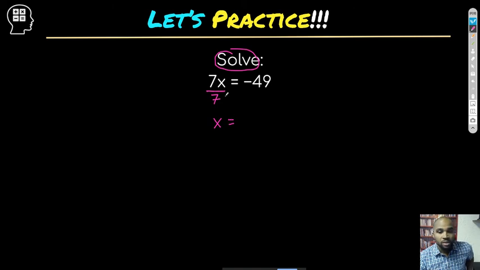So 7 divided by 7 is 1x. I don't need to draw the 1 there. But I need to do the same thing over here. Divided by 7. So I had to do that because it says equals. In order to keep it equal, I need to do the same thing on the left side as I did the right side. 49 divided by 7 is 7. But a negative 49 divided by a positive, if you remember, different sign is going to give me a negative value. So this is going to be negative 7 in this case.